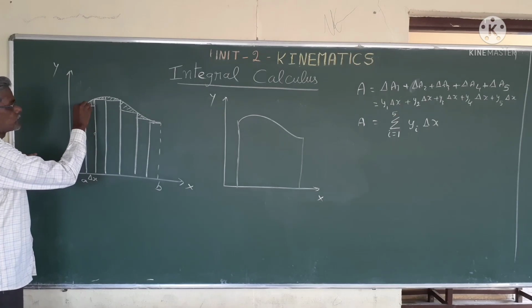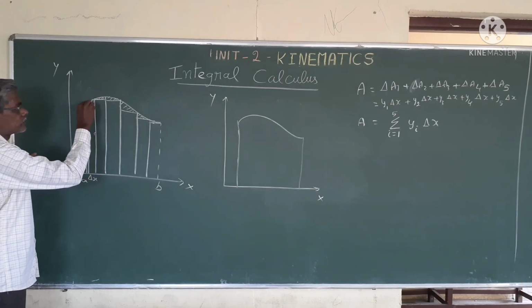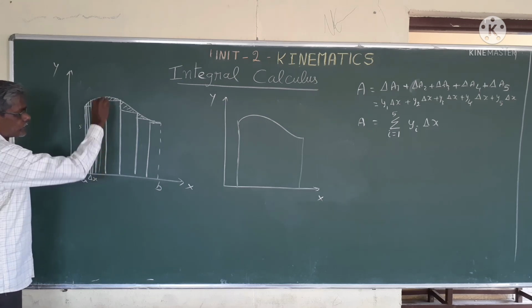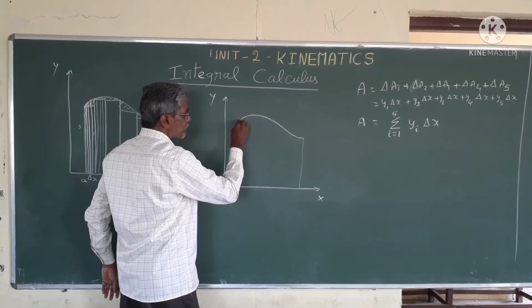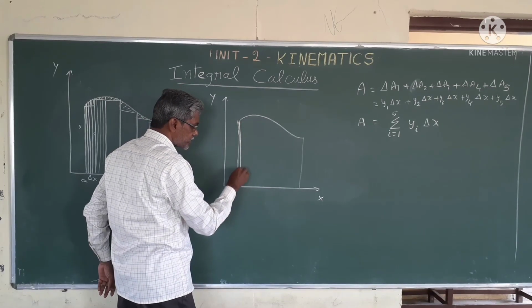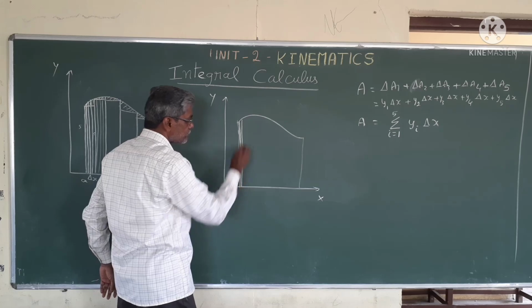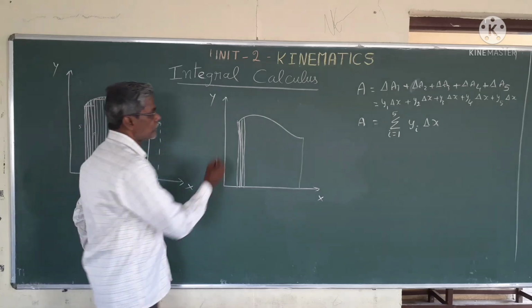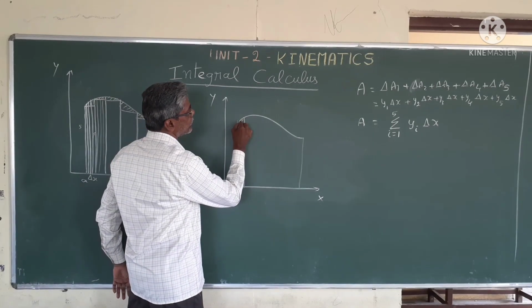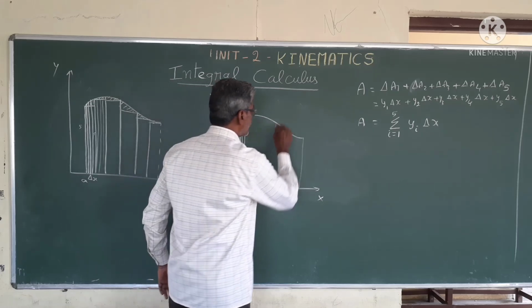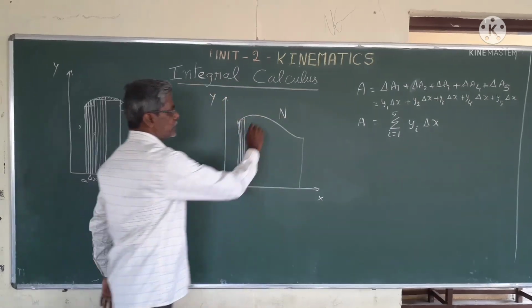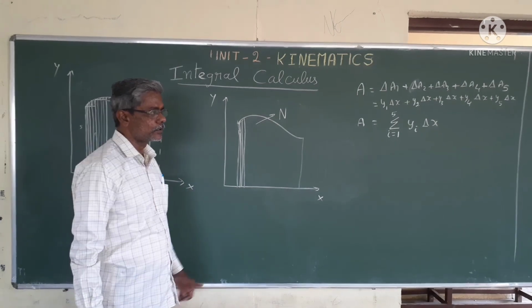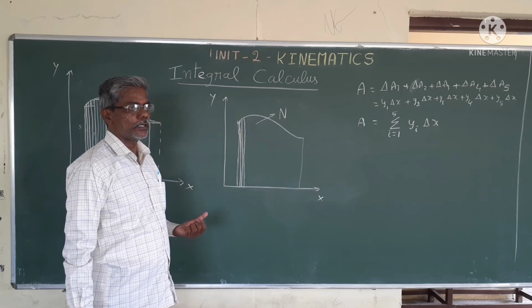So if I take this one, just to see, I am making it more number of strips. So like that. So if I am taking more number of small strips, that is delta x tends to 0. Now you see the area is very small. So if I make n number of strips, then I can find out the area accurately.